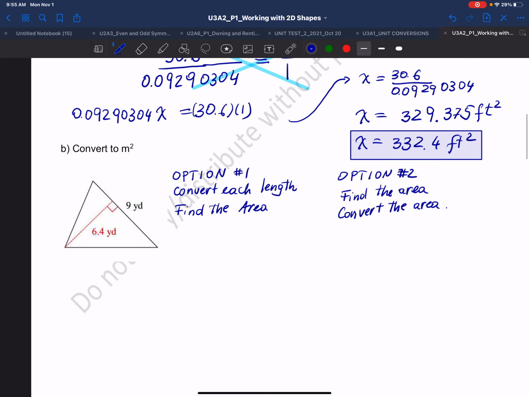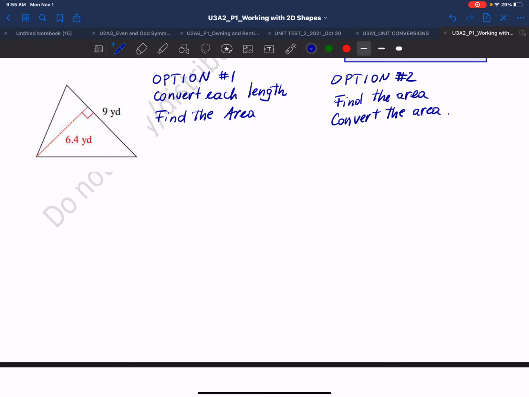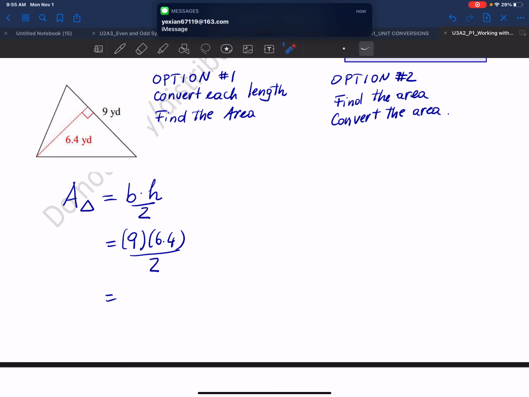Now, let's get started with option number 2. That's the same option that we used in the previous question. The area of a triangle equals base times height divided by 2. The base in this case is 9. The height is 6.4. I like the second option only because it allows me to make only one conversion, whereas in option 1 I have to convert every measurement. When it comes to more composite shapes, if we have more conversions, then it will be even more complicated that way.